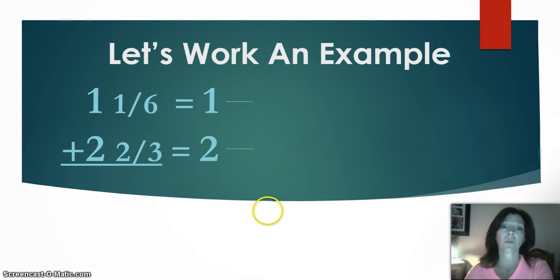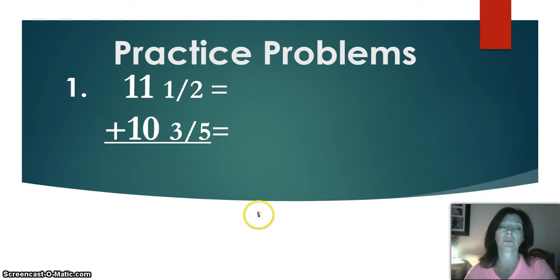All right, let's go on and let's do a practice and see how you can do on your own. 11 1/2 plus 10 3/5. Take a minute, solve that on your own. Pause the video, and when you're finished, start it again and we'll solve it together.